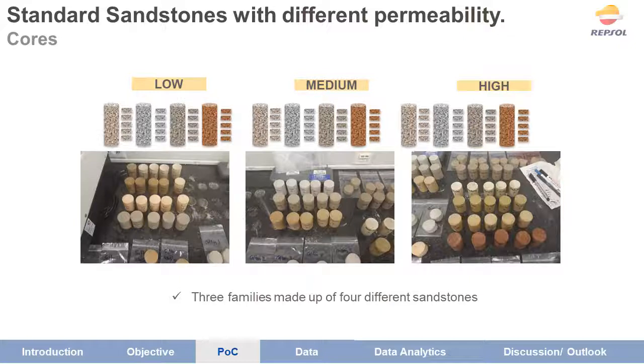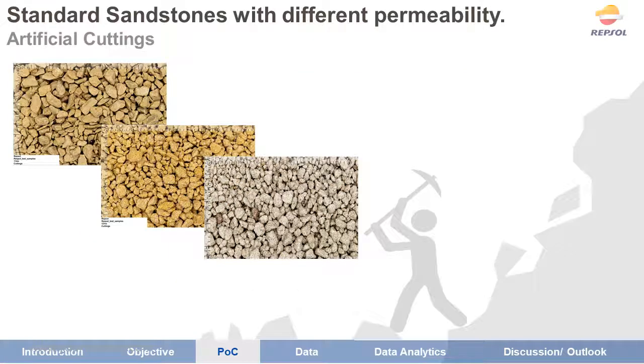About the available material, our database was made up of three families of clean sandstone. These families were selected according to their permeability. For each family, we had four different sandstone cores with different permeabilities and porosities. Five plugs were extracted from each of the cores, and then a routine core analysis was done for each plug, so we were able to have the distribution of the porosity for each one of the cores.